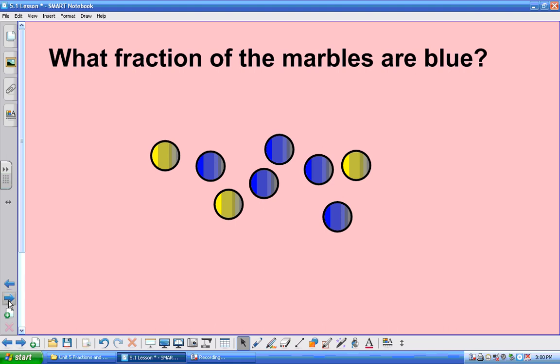Okay, so what fraction of these marbles are blue, Cole? 5. That's not a fraction. 5 out of? 5 out of 8. So the fraction he said is there are 5 blue out of 8. Okay. What's that? 5 over 8. So which number is the denominator, Abby? 8. Which one is the numerator, Kate?